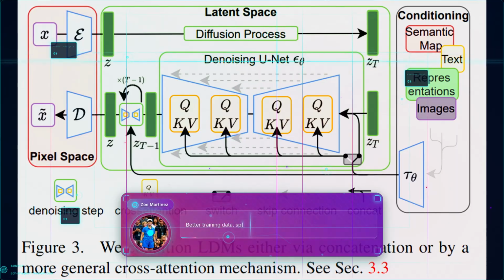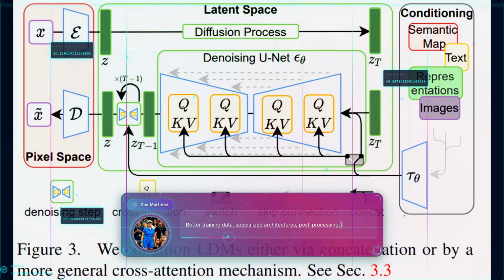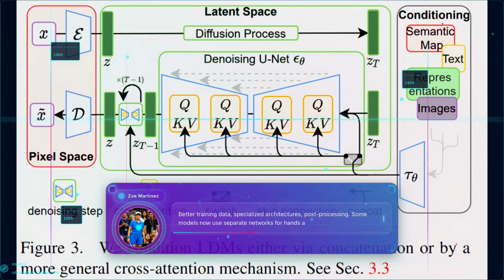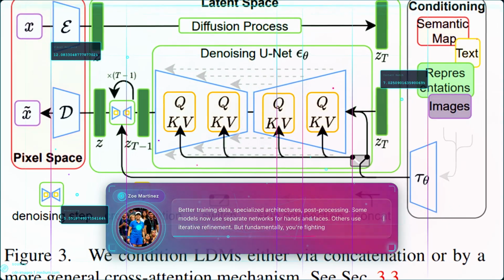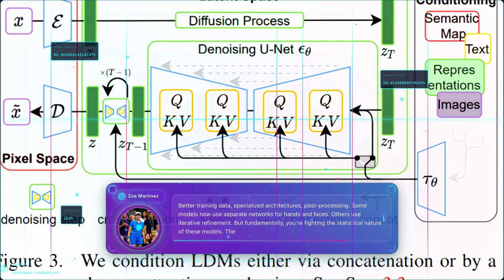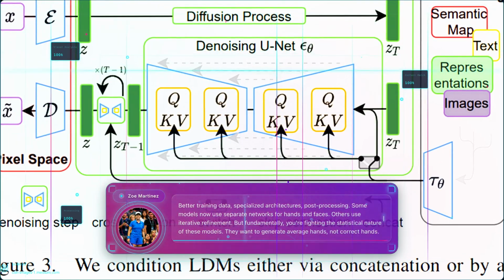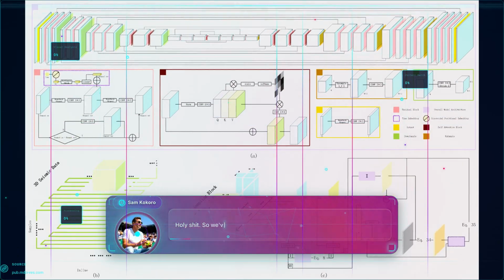Better training data, specialized architectures, post-processing. Some models now use separate networks for hands and faces. Others use iterative refinement. But fundamentally, you're fighting the statistical nature of these models. They want to generate average hands, not correct hands. Holy shit, so we've built visual hallucination engines using stolen internet photos.